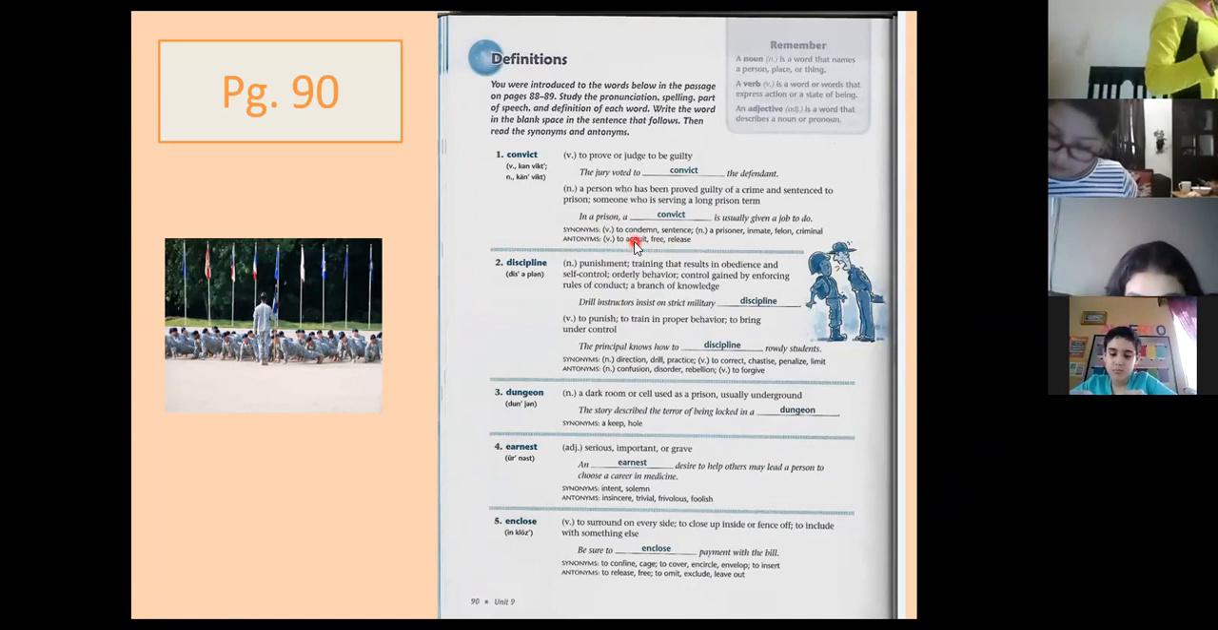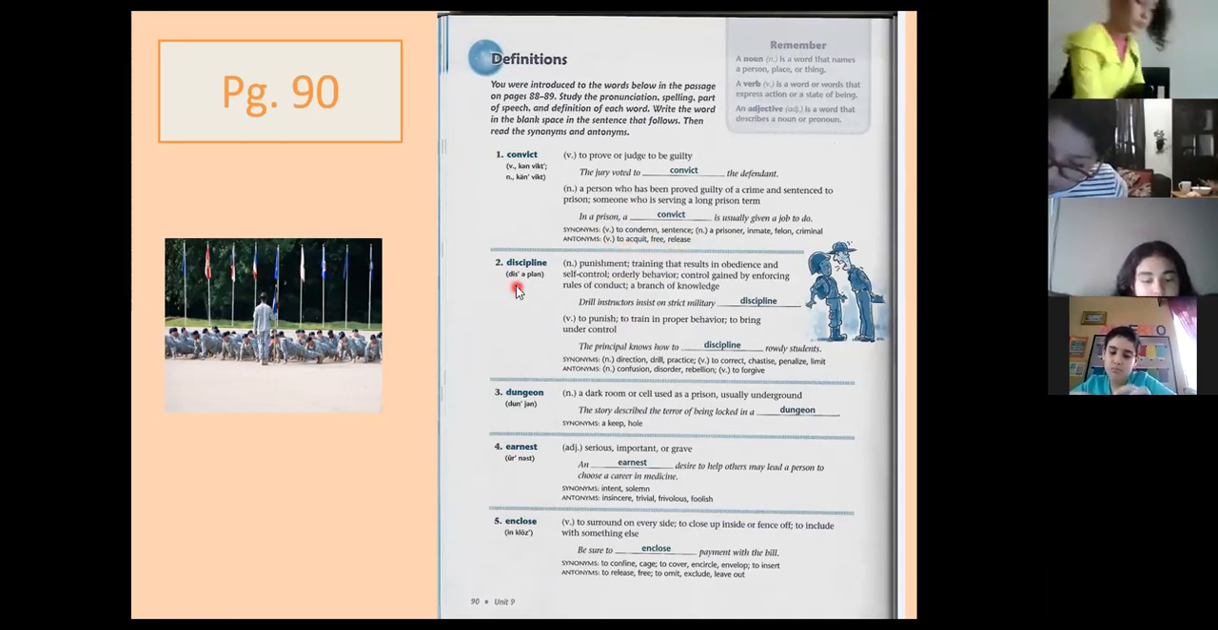So we have convict, it's to condemn, to sentence someone. It is a prisoner, because it can be a person that is a prisoner or a criminal. The antonym, that is the contrary, is to acquit, free, and release.